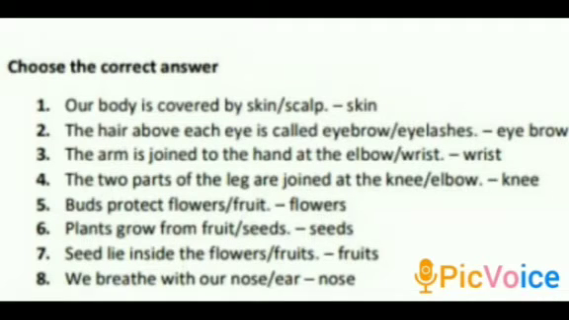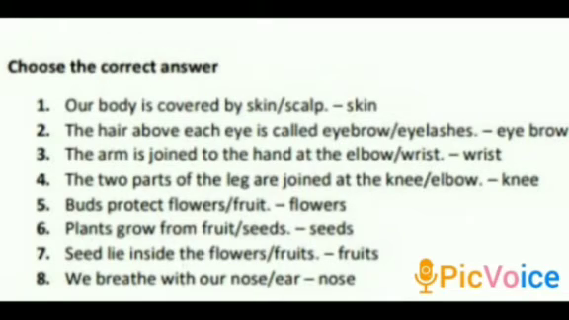Next one, choose the correct answer. First one, our body is covered by skin or scalp. Children, our body is covered by skin. The hair above each eye is called eyebrow or eyelashes. The hair above each eye is called eyebrow. The arm is joined to the hand at the elbow or wrist. The arm is joined to the hand at the wrist. Fourth one, the two parts of the leg are joined at the knee or elbow. The two parts of the leg are joined at the knee.